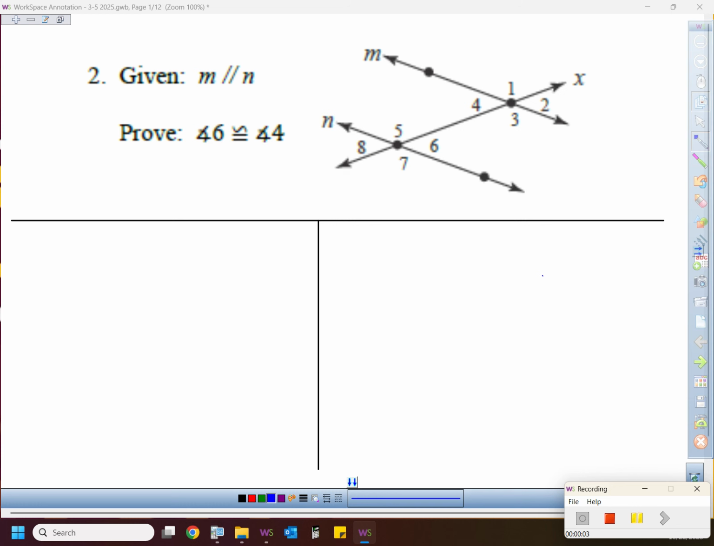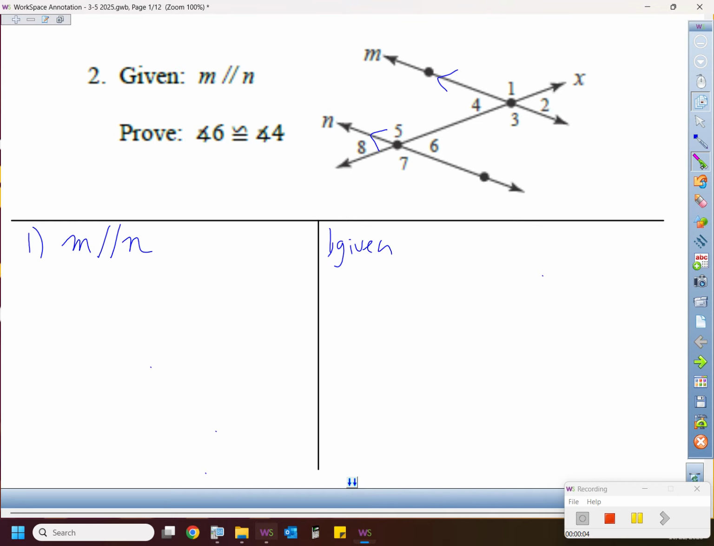3-5 in geometry, doing some more proofs. So we'll read the given, write the given, mark the given. They give me line M is parallel to line N, so that is given. Then I've got to go mark it, so we'll mark it with the arrows, so those two lines are parallel.